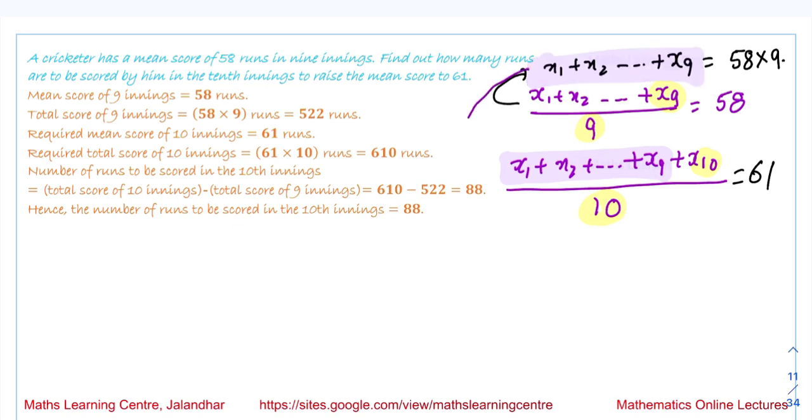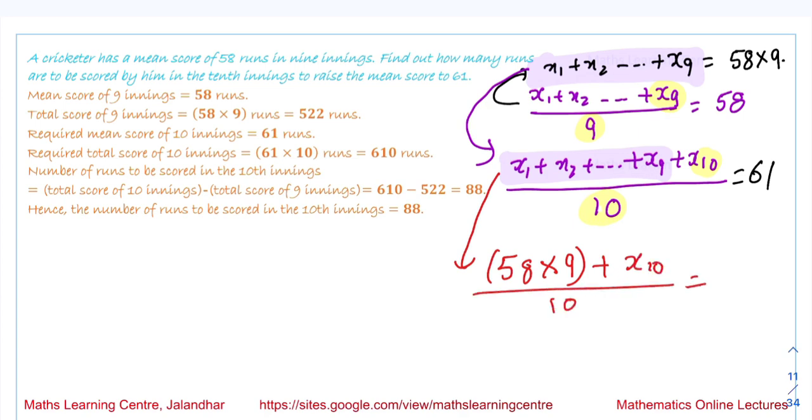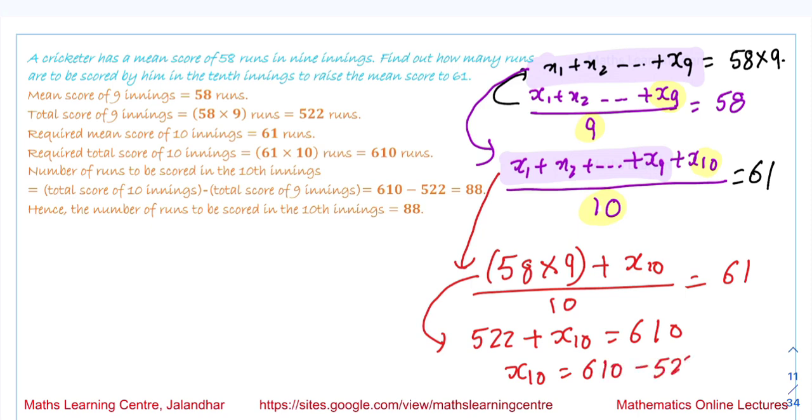So we substitute this value over here and we get the answer: 58 into 9 plus x10 over 10 is equal to 61. So we get 58 into 9, it is 522, plus x10 is equal to 610. So x10 is equal to 610 minus 522, that is equal to 88. So he has to score 88 runs in the 10th match to raise the mean score to 61.